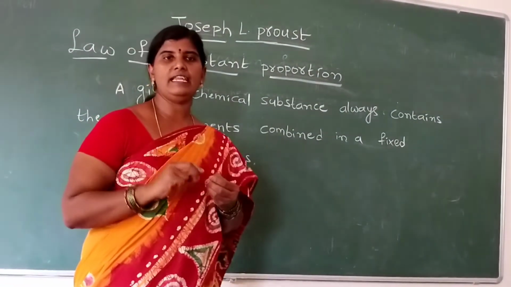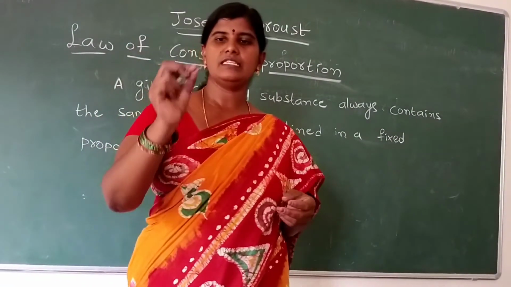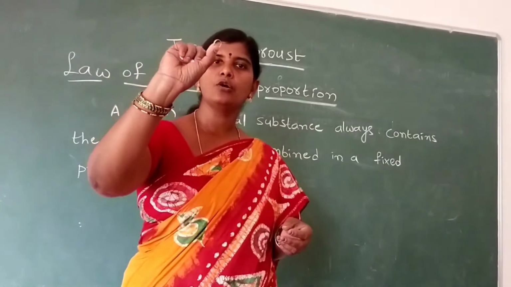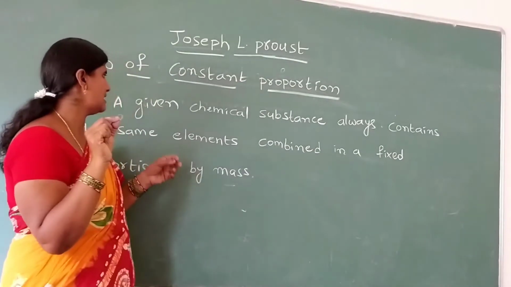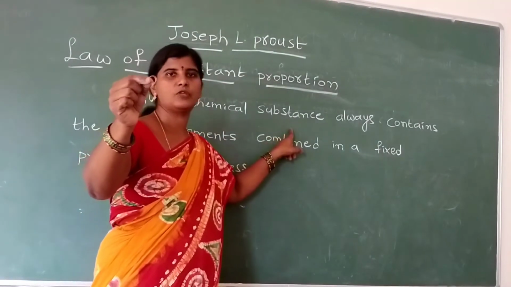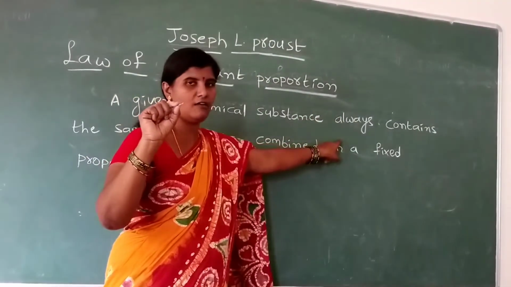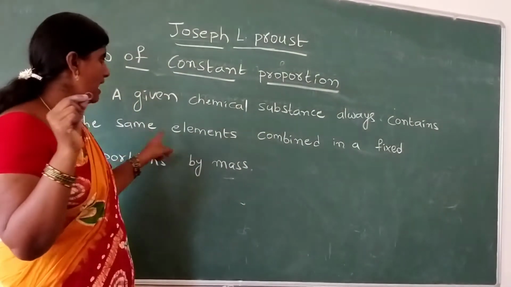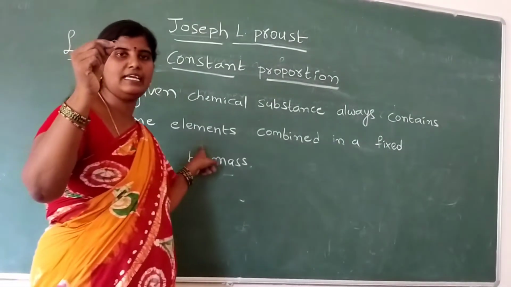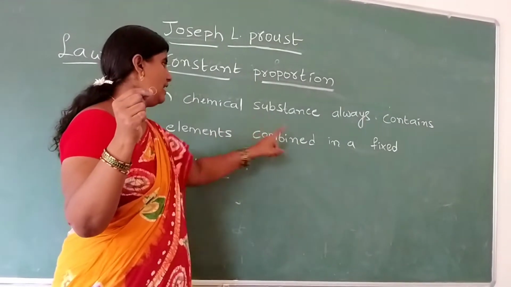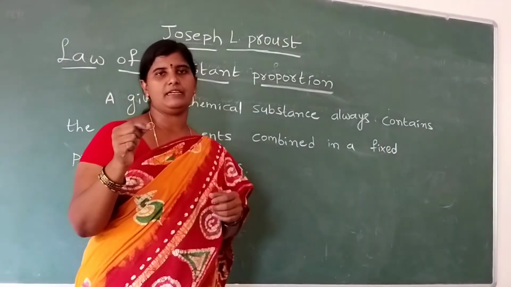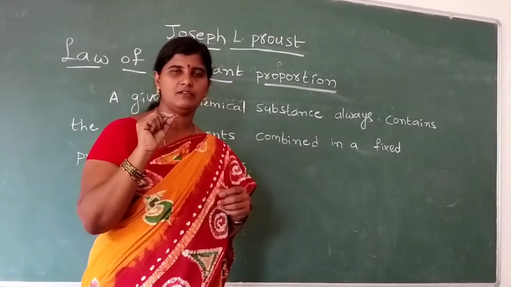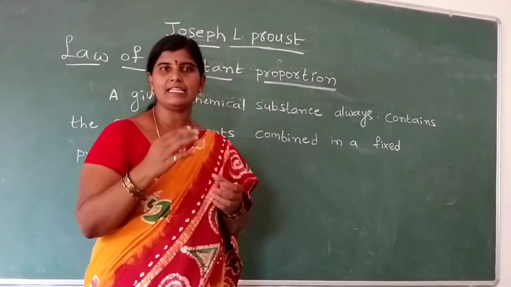Example, we are wearing ornaments. This is a gold ring made up of gold. This is the best example for this. What is that? A chemical substance. Gold is a chemical substance, always containing the same elements in an equal ratio, in a fixed proportion. That's why we make ornaments by mass. Okay children, understand? Look at another example.